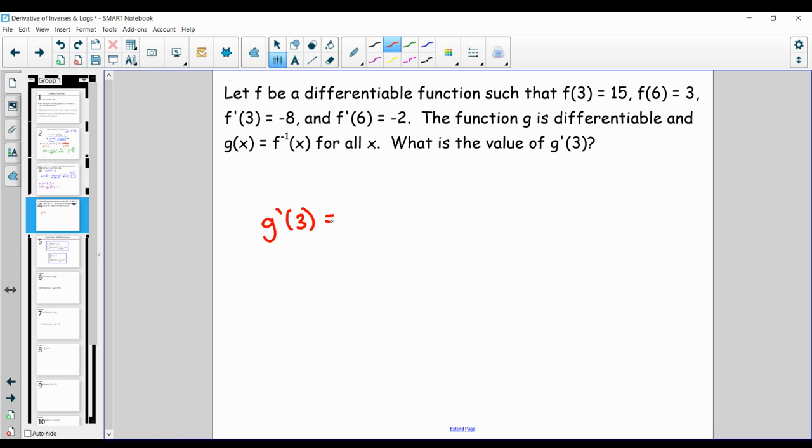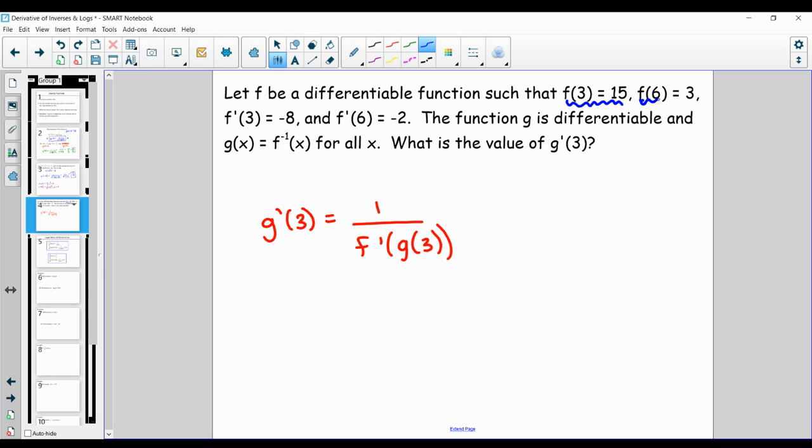So using my derivative of the inverse, it's going to be 1 over the derivative of the original function evaluated at the inverse at 3. So I need to figure out what g of 3 is. If we look at the pieces of information that were given, f of 3 is equal to 15. If I do the inverse, it would be g of 15 equals 3. And that's not what I need. I don't need g of 15. I need g of 3.